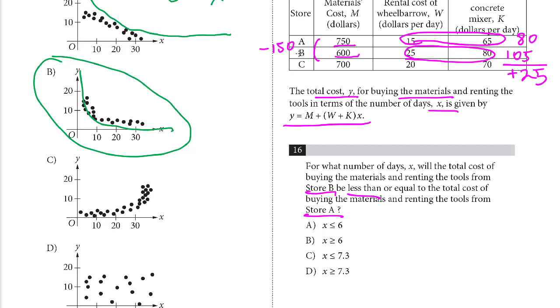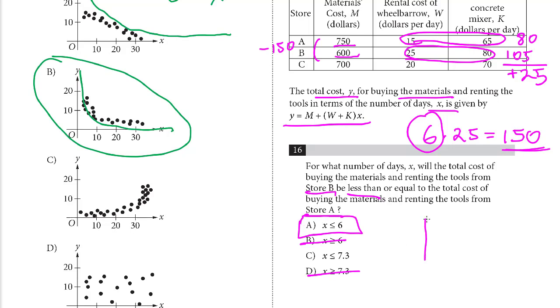So originally, store B is less. So anything that's kind of a greater than, we can eliminate. And we can see $25 per day will make up 150 in 6 days. So 6 days times $25 differential will equal the original equipment differential of 150. So the answer for 16 is X is less than or equal to 6. A is the correct answer.